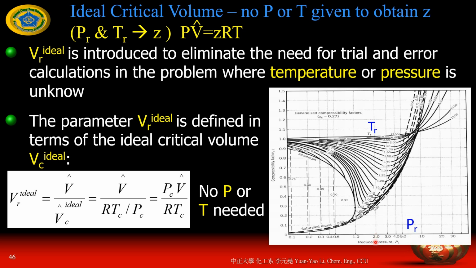Remember this line here is PR, and the solid line represents TR, and VR ideal is this dashed line here. So either you can get Z from VR and TR, as we learned, or now you can have VR ideal and TR, you can get Z. Or VR ideal and PR, you can get Z.